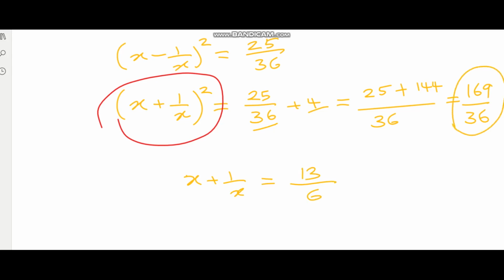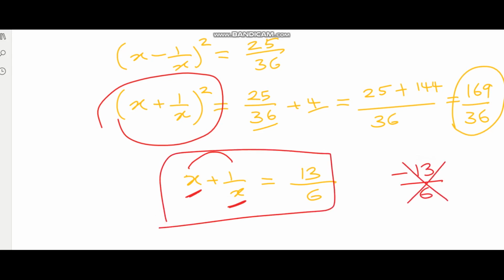Now, shouldn't it be plus or minus 13 over 6 when you take the square root? But in this question, they said x is positive. So when x is positive, 1 over x is positive. A positive plus another positive term will have to be positive. So minus 13 over 6 is out. So x plus 1 over x is 13 over 6 as required.